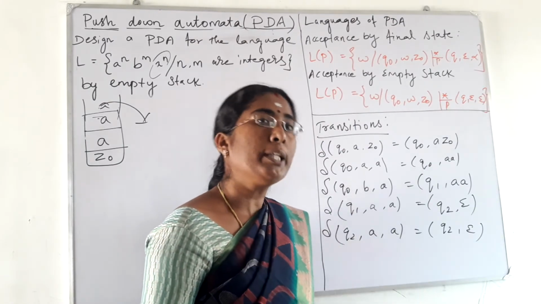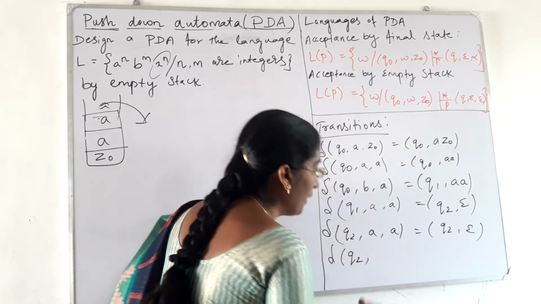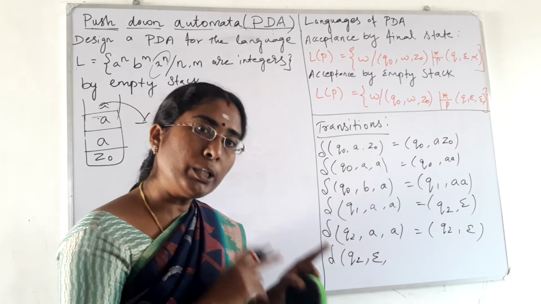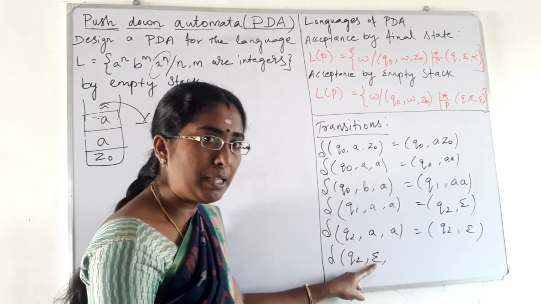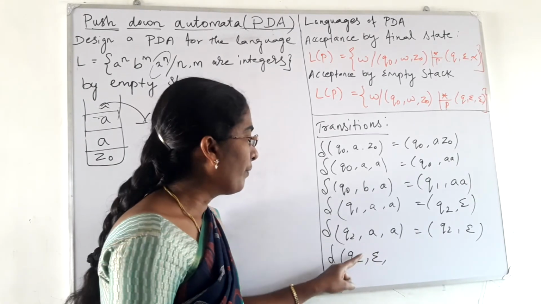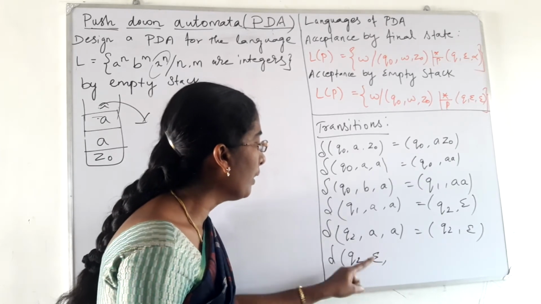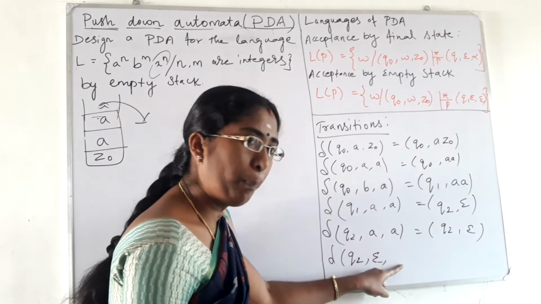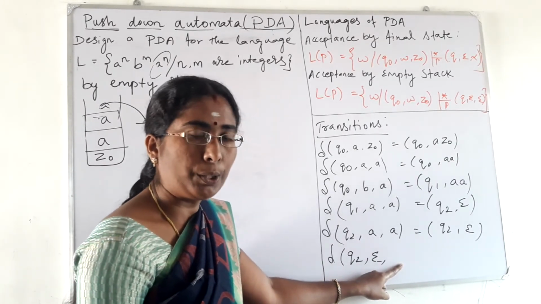After reading all the input symbols, here it is equal to epsilon. After reading all the input symbols means there are no more symbols, so here we use the symbol epsilon. So Q2 comma epsilon comma, what will be the top of the stack? Either it is equal to A or it is equal to Z0.